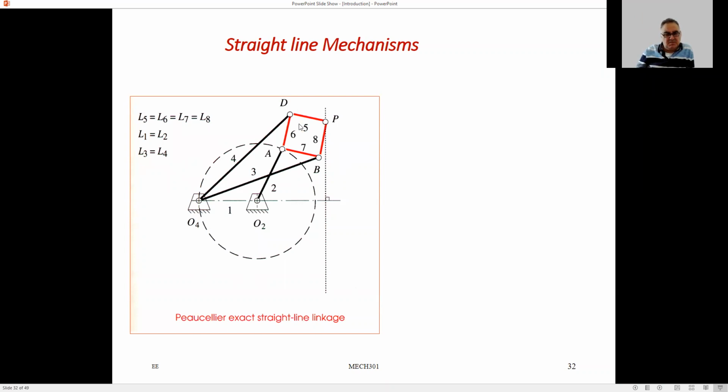This is an 8-link mechanism. You have 8 links here, one being the ground. But the important thing is that point P makes a very straight line motion. It's called Peaucellier exact straight line linkage. This point P, as you see, makes an exact straight line.